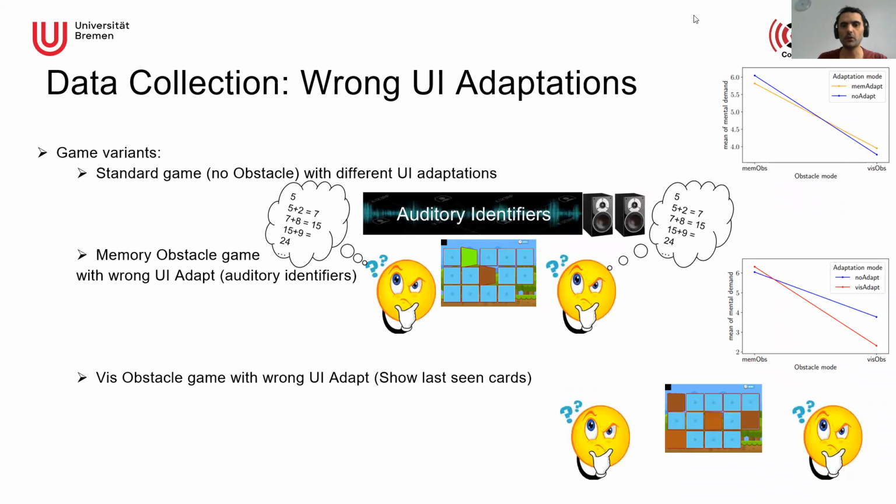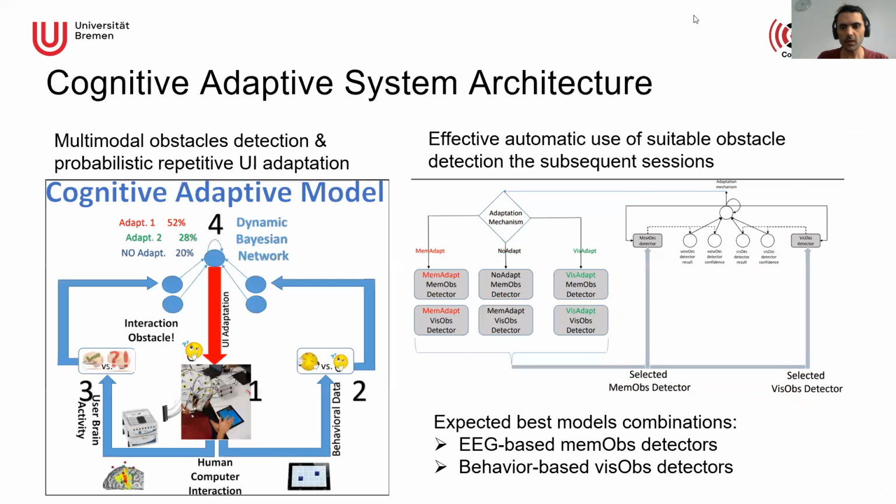And also we need to collect data from obstacles with wrongly decided user interface adaptations, either for the case of wrongly decided adaptations, which should be corrected later by our cognitive model, or for the case of visual obstacle, which can disappear later and our model should react accordingly. Therefore, we need a set of obstacle detectors according to different user interface adaptations.